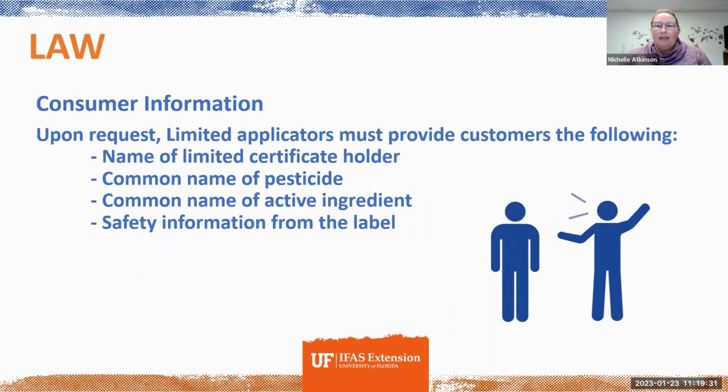So upon request, you have to give folks the name of the certificate holder, the license holder, whoever's spraying, their name, the common name of the pesticide. And what is the common name? It's that kind of active ingredient name, like glyphosate for a Roundup product. And then the safety information from the label. So if somebody asks, these are the things that you are required to give them if they want to know.